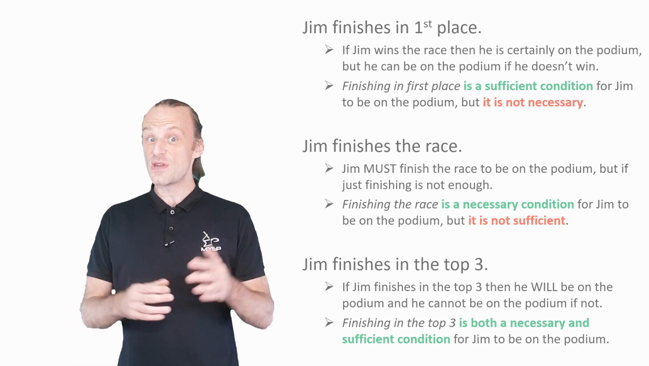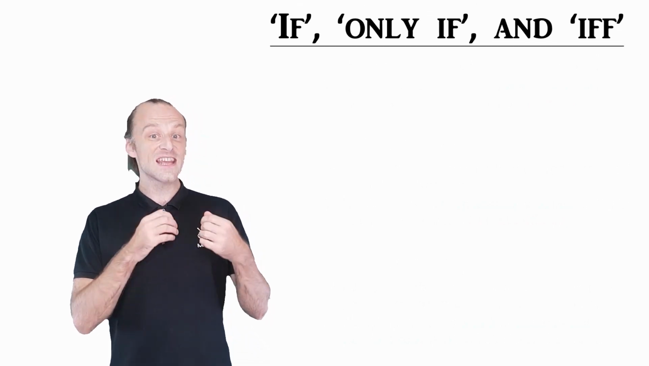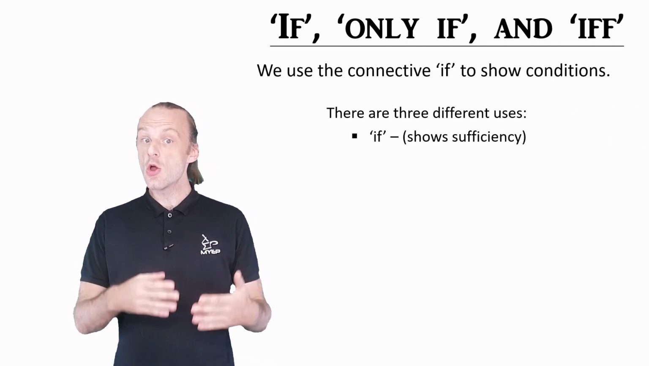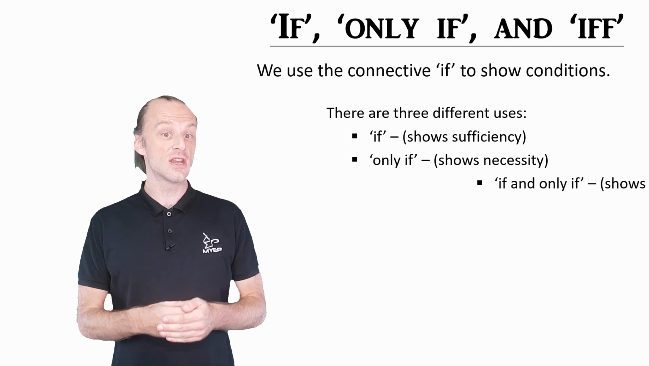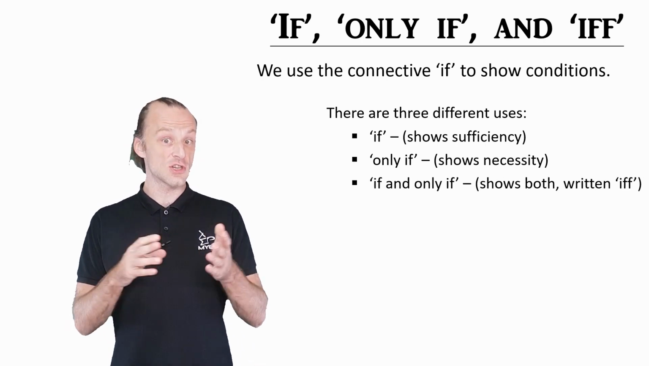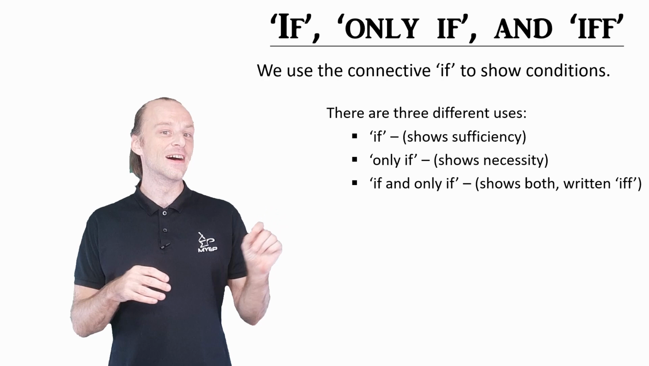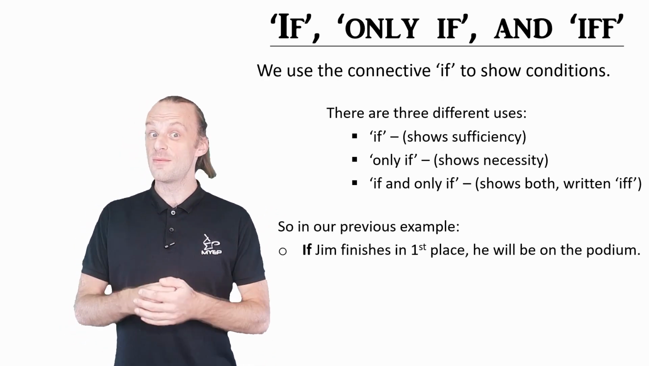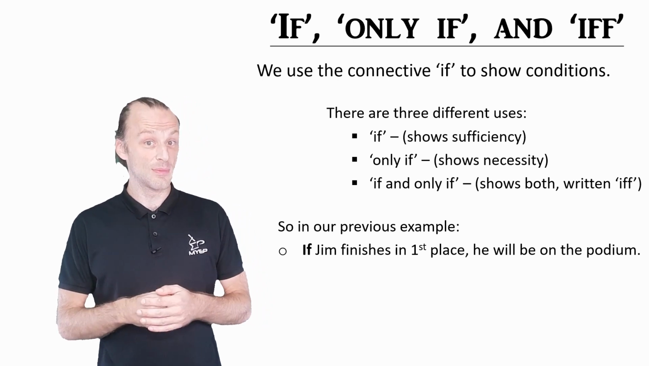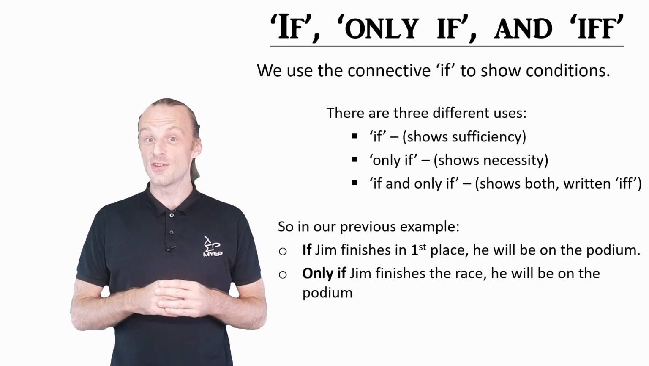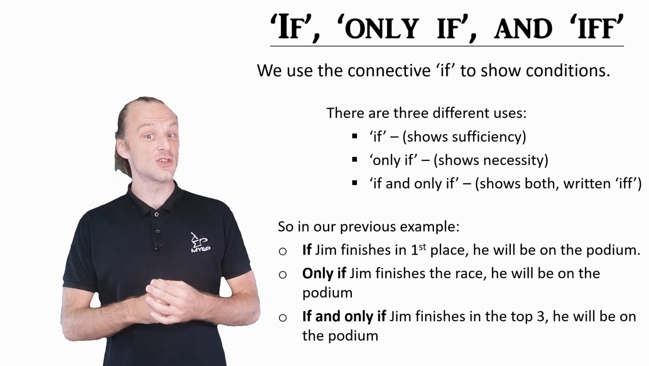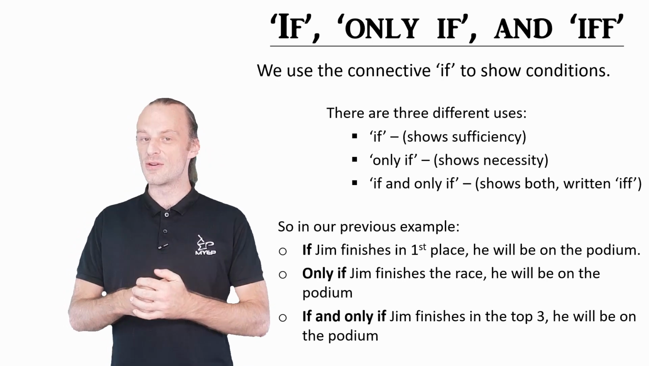We can show these 3 different situations in language with the terms if, only if, and if and only if. If shows a sufficient condition, only if shows a necessary condition, and if and only if, which can also be written as iff, shows both. So from our example, if Jim finishes in first place, he will be on the podium. Only if Jim finishes the race, he will be on the podium. And if and only if Jim finishes in the top 3, he will be on the podium.